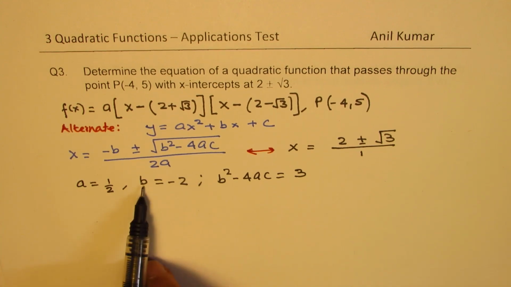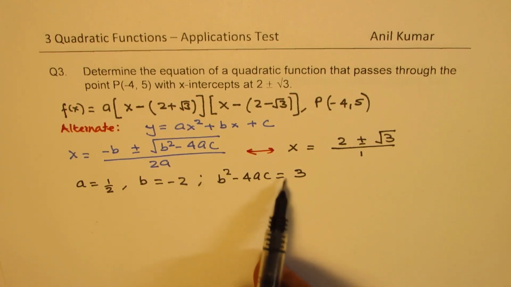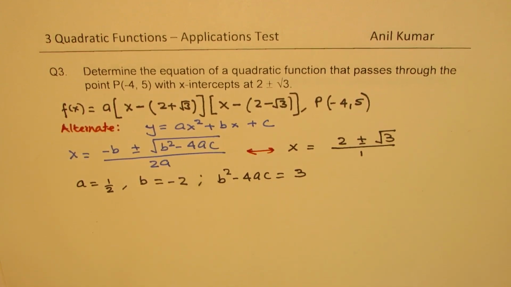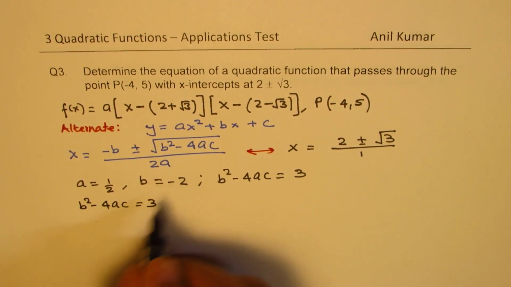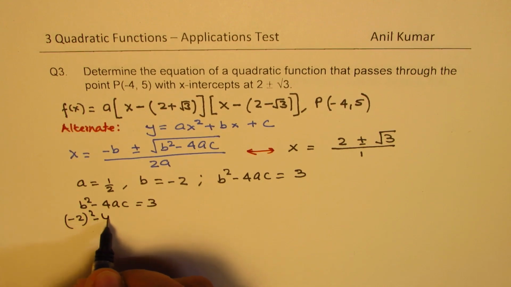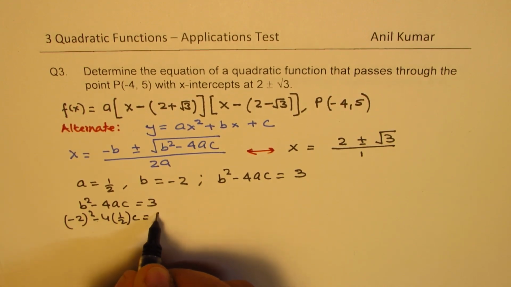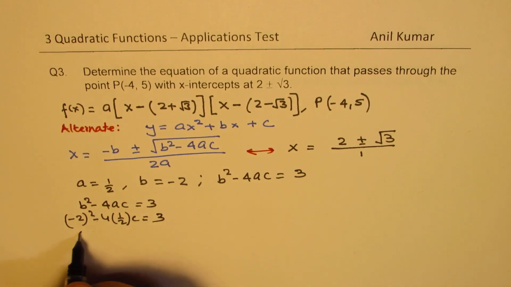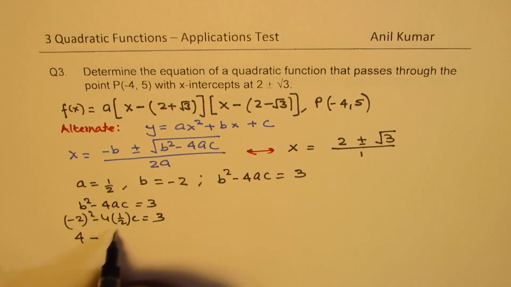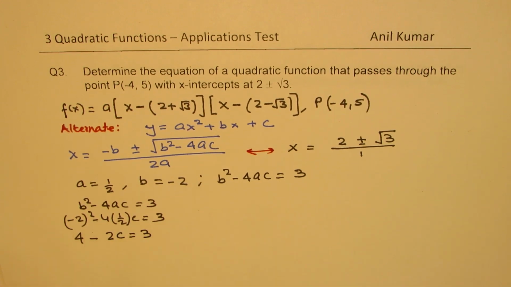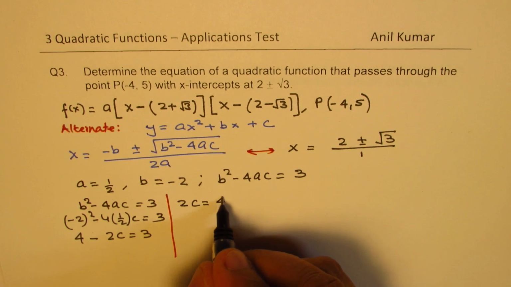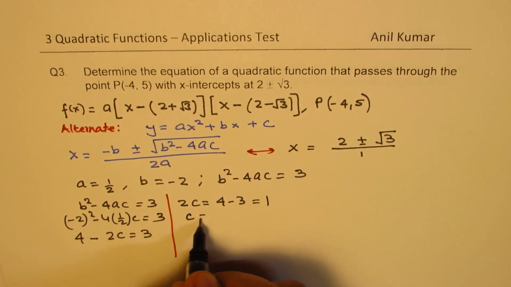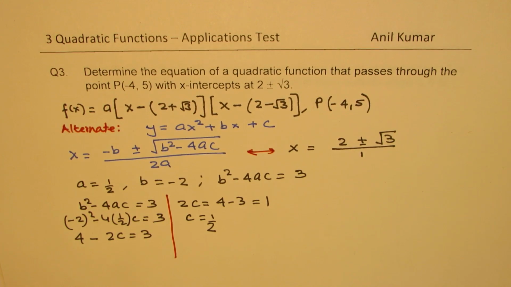Now, since we know a and b, we can always find what c is from this particular equation, right? So let's solve it. We'll work on b squared minus 4ac equals 3. b is minus 2, so we'll square this, minus 4 times a, which is half, and we need to find what c is. So we have 4 minus, 4 divided by 2 is 2, 2c equals 3, correct? Clearly we can take 2c on this side, and we get 4 minus 3, which is 1, so c equals half. So we get the value of c as half.